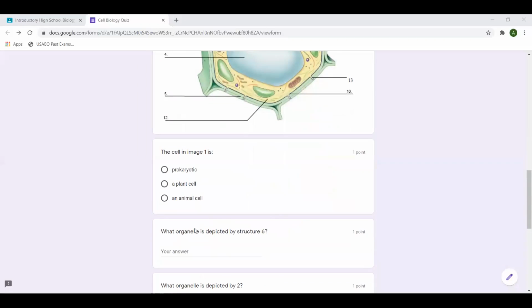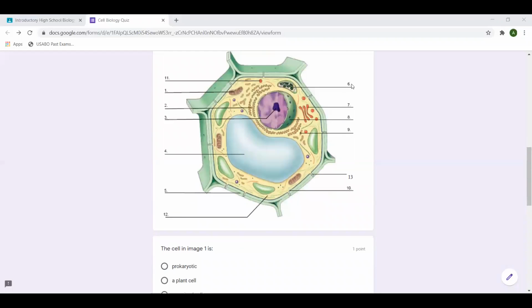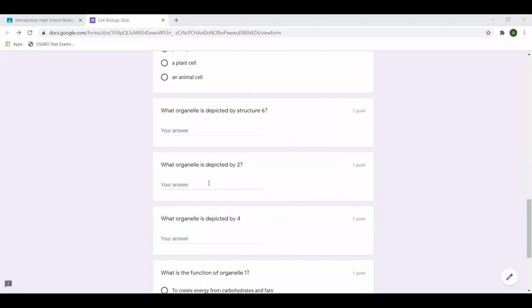So what organelle is depicted by structure 6? If we look at structure 6, we see that it's pointing to the chloroplast. You can tell it's the chloroplast because it's green. Anything that's circular like this, or this is also a chloroplast, this is also a chloroplast. You can always tell because it's green. That's pretty much what a chloroplast is.